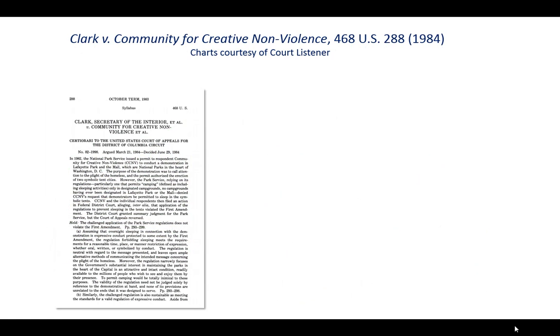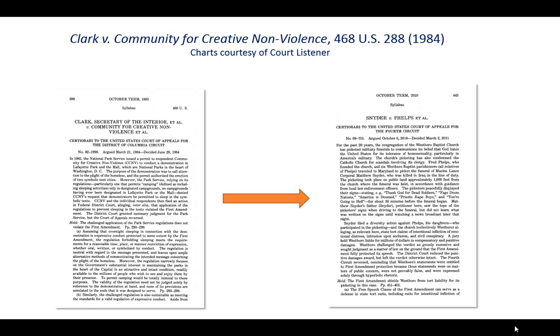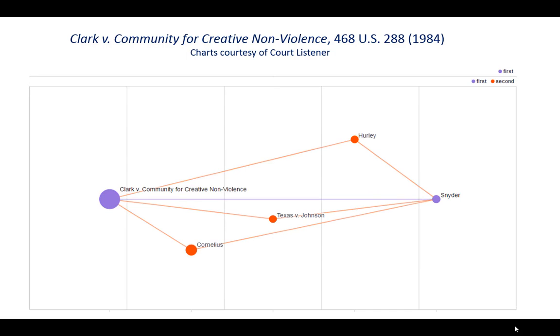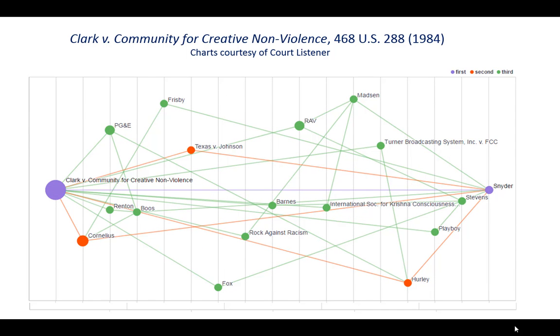Now let's look at the influence Clark had on a later symbolic speech case, Snyder v. Phelps, where the Westboro Baptist Church picketed the funerals of service members. Snyder cited Clark on the issue of symbolic speech, as represented in purple. Snyder cited to three additional cases that also referred back to Clark, represented here in red. And finally, at the green level, you have cases that connect Clark and Snyder with no more than two intervening cases in the citation sequence.